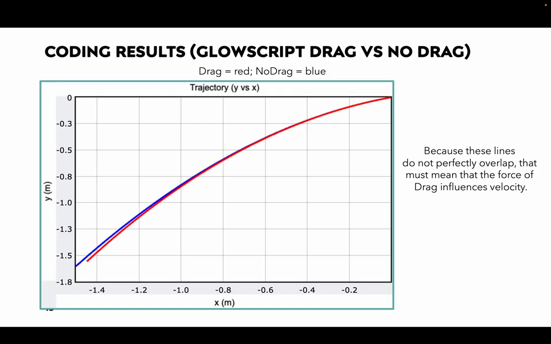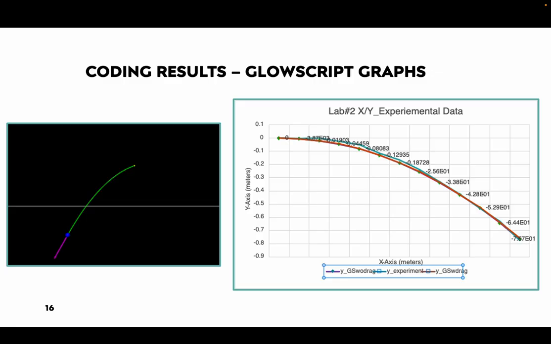And here are our coding results, the GlowScript drag versus the GlowScript no drag, with the lines indicated in red and blue. The lines do not perfectly overlap, and the drag covers slightly less distance over the time of the experiment, meaning that drag must influence our velocity. In my coding results, this trend is also emphasized, but it's hard to see because of the overlapping lines with the incredibly small values.